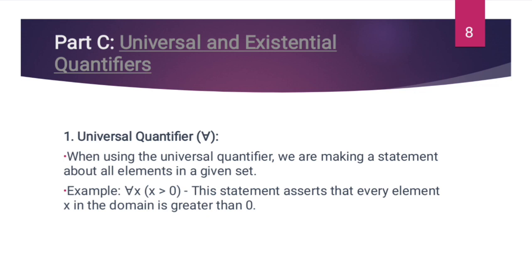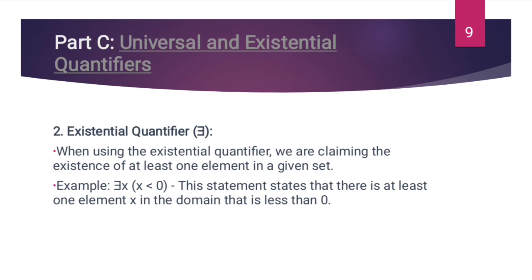When using the universal quantifier, we are making a statement about all elements in a given set. For example, for all x, x is greater than 0. This statement asserts that every element x in the domain is greater than 0. And for the existential quantifier, we have an example: there exists x such that x is less than 0. This statement states that there is at least one element x in the domain that is less than 0.